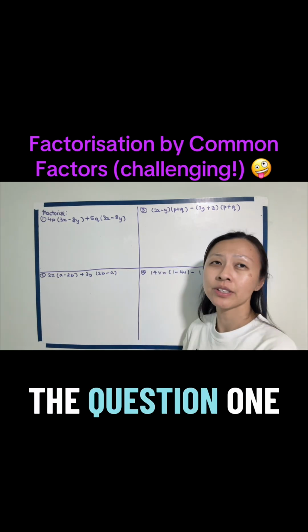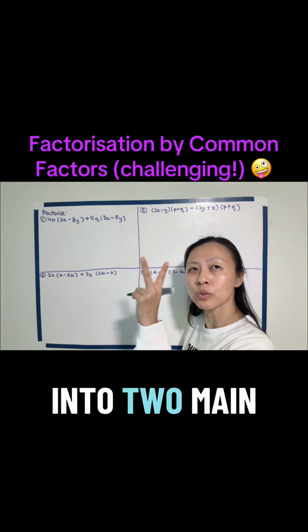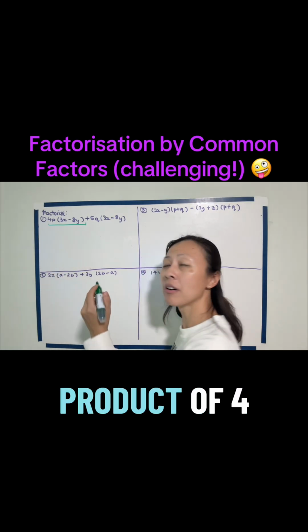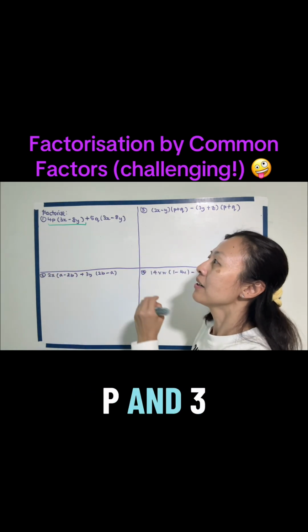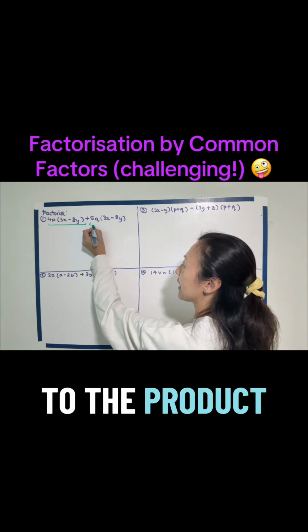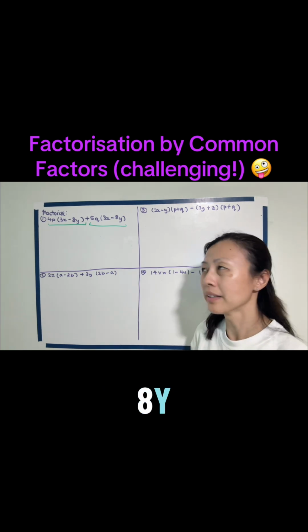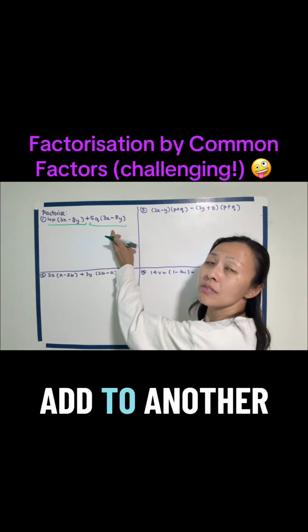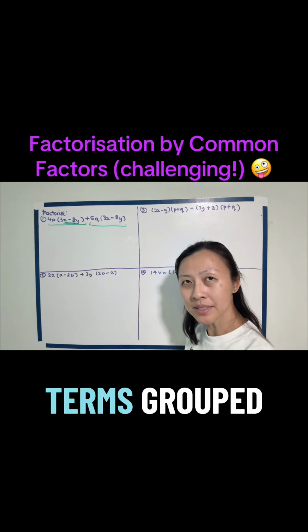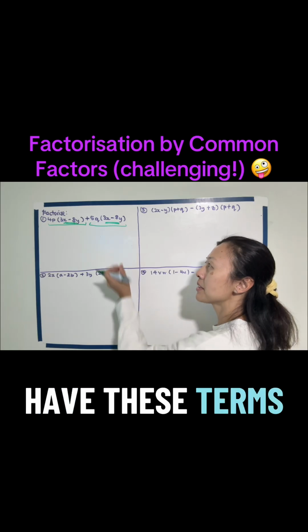Now, let's look at the question one more time. You'll realize that this entire expression is broken down into two main parts. This is one, where it's the product of 4p and 3x minus 8y. And it's added to the product of 5q and 3x minus 8y. So one product add to another product. Within the first product, you realize that we have these terms grouped. And within the second product, you realize that you have these terms grouped.